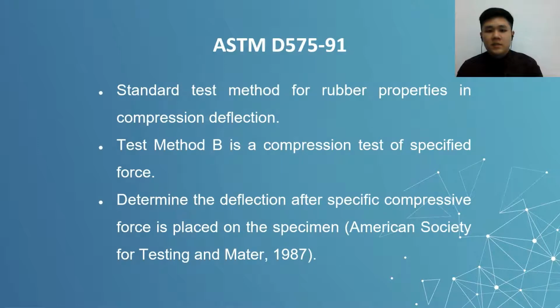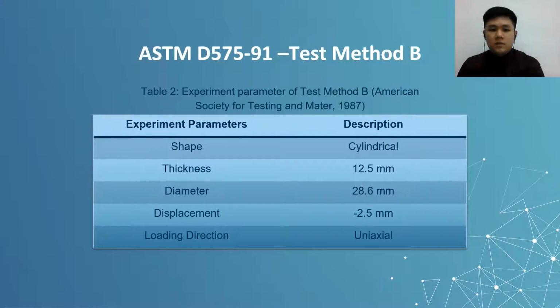This ASTM is a standard test method for rubber property in compression deflection. In this standard, there are test method A and test method B. Test method B is a compression test of specified force, which means it is a test to determine the deflection after a specific compressive force is placed on the specimen. Table 2 shows the experiment parameters used in test method B, where it includes the shape, thickness, and diameter of the specimen, the displacement, and the loading direction.